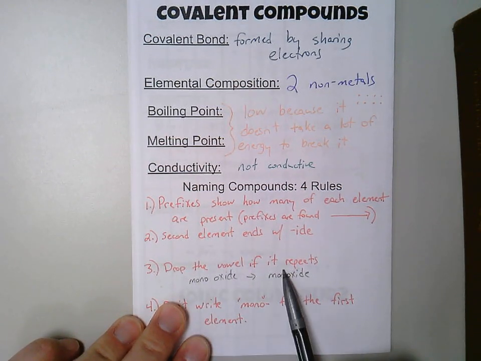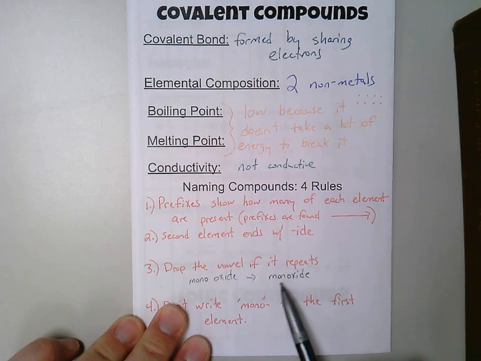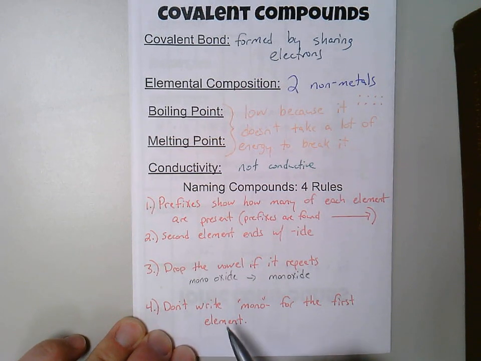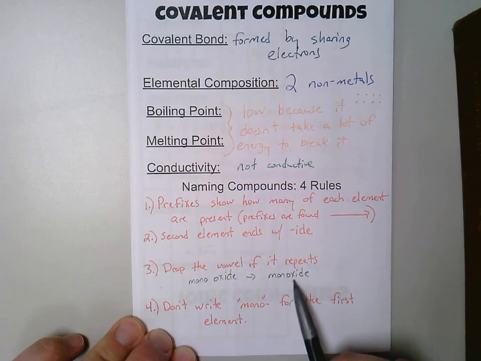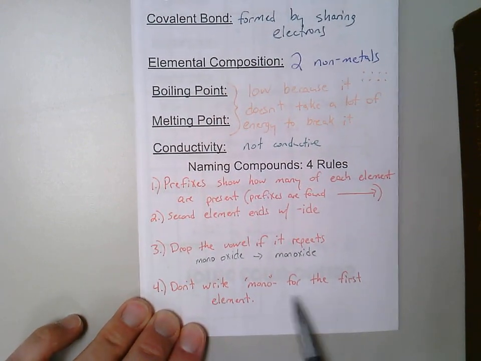Drop the vowel if it repeats. So for mono-oxide, we don't say monooxide. We say monoxide. If there's a repeating vowel or sound there, we drop one of them. So again, if you wrote monooxide, you just look kind of funny. I'm not going to count it wrong, but just try to write monoxide the right way.